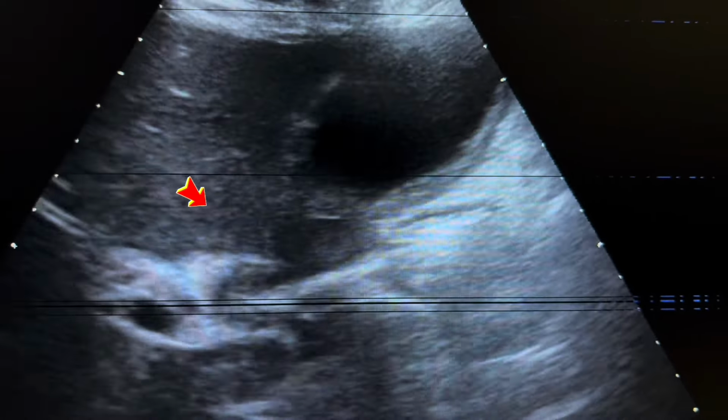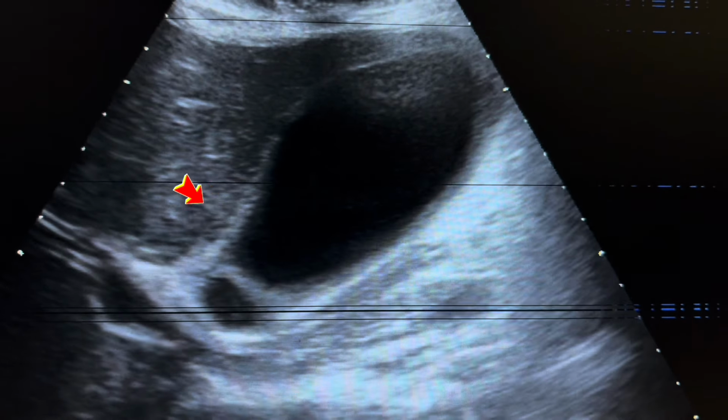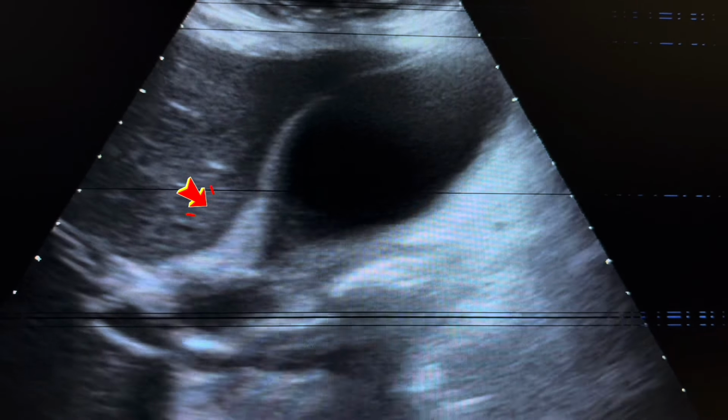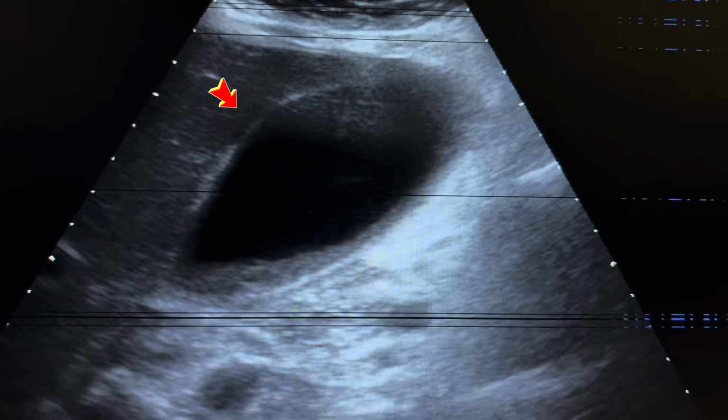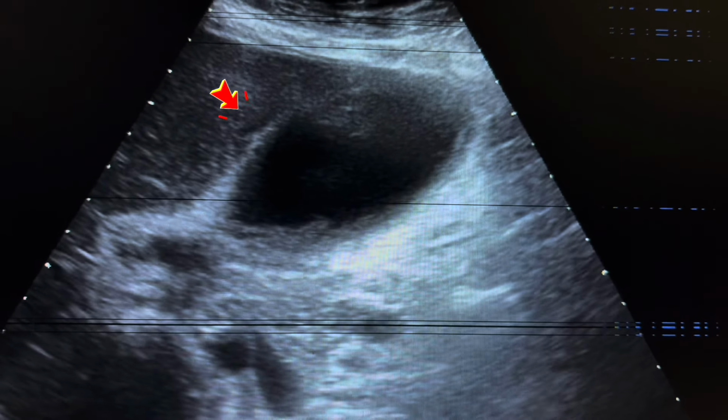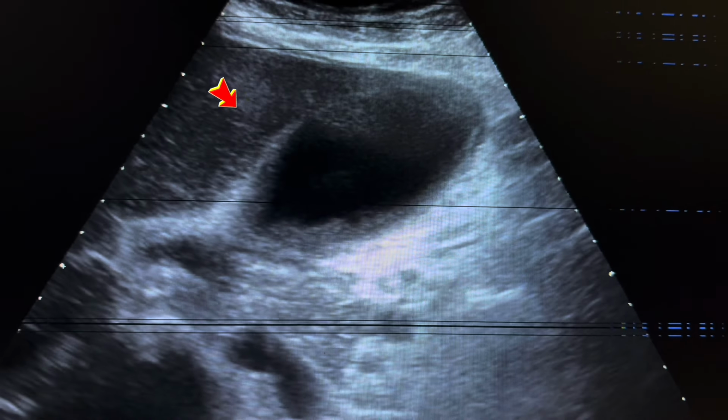Now here at the neck of gallbladder, we see that the wall of gallbladder is thickened and echogenic. No pericholecystic fluid present.